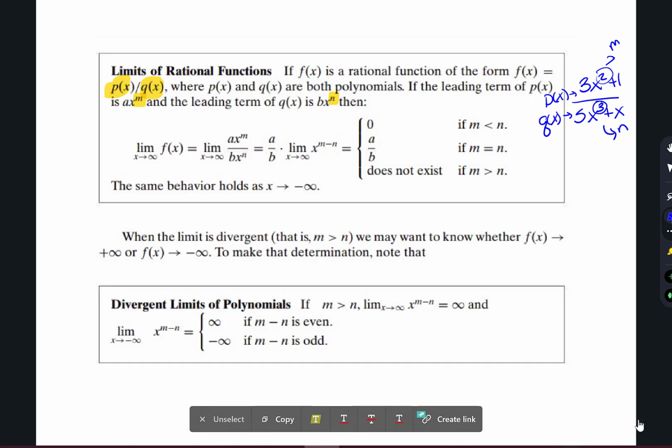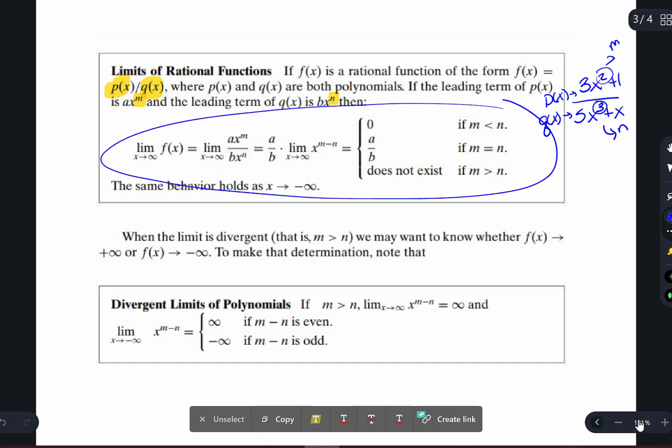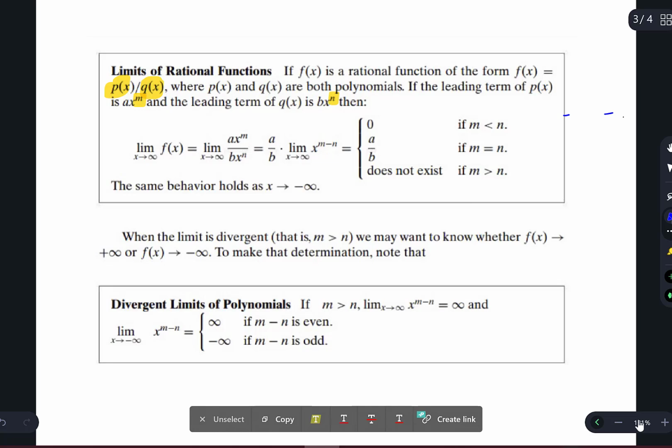And then what all of this is saying is that to find the limit, it's really going to depend on the comparison of that leading term in the numerator and the denominator. So if we find that m is less than n, and let me erase this. Notice here, if m is less than n, what that really means is the denominator is higher. You're going to find that the limit is equal to 0. And that's what we just saw.